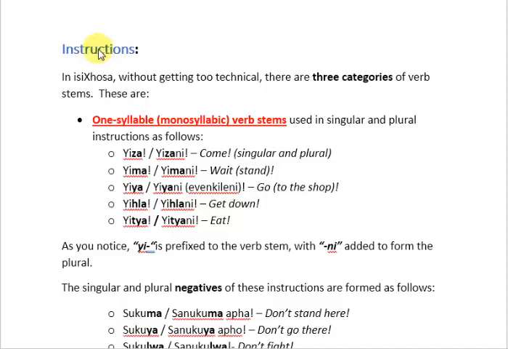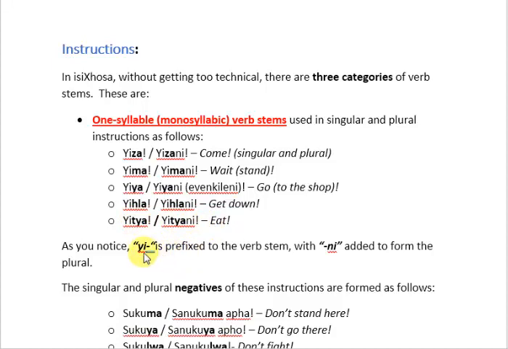In this video we will be looking at instructions in IsiXhosa. Without getting too technical, we find that there are three categories of verb stems, namely one syllable or so-called monosyllabic verb stems, which are used in singular and plural instructions as follows. Highlighted is the verb stem. Yeza, yezani, come. Yima, yimani, wait. Yiya, yiyani, evenkileni, go to the shop.